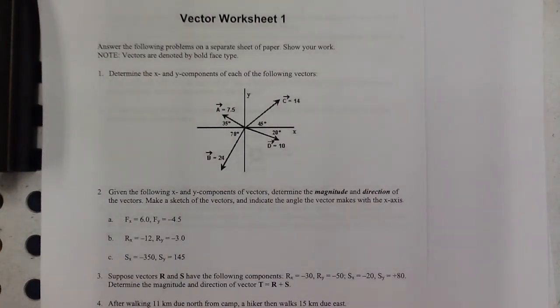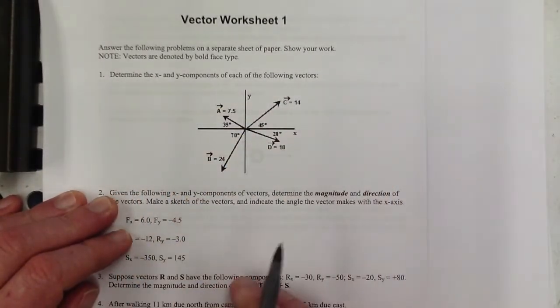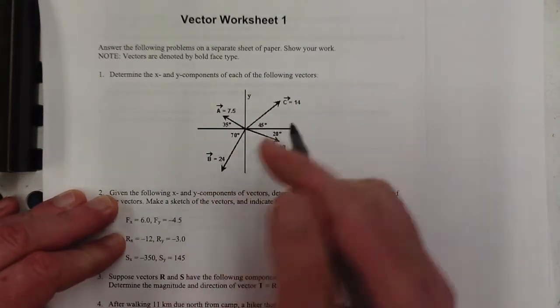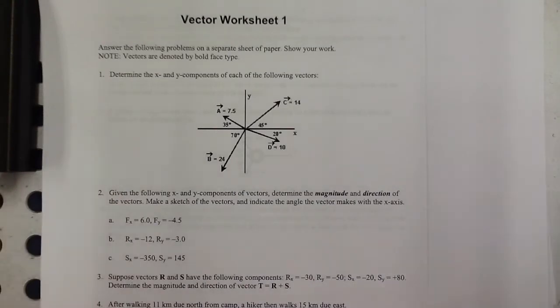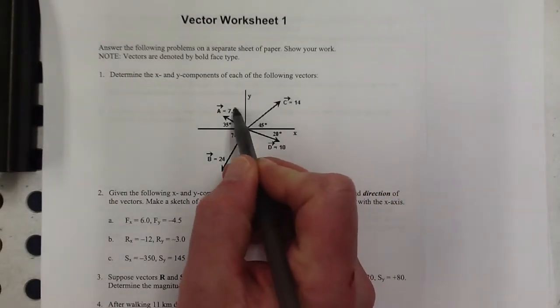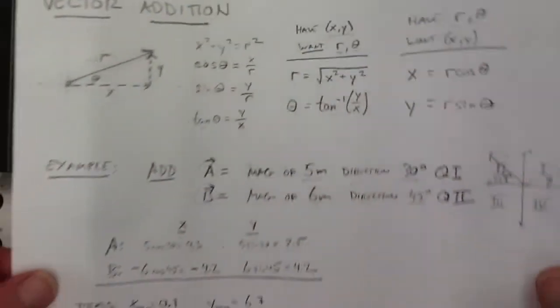All right, I'm going to do these problems on this vector worksheet 1. So determine the x and y components of each of the following vectors. So A, B, C, and D. And for each one of these, it says the magnitude and the direction. So you should have your notes handy.